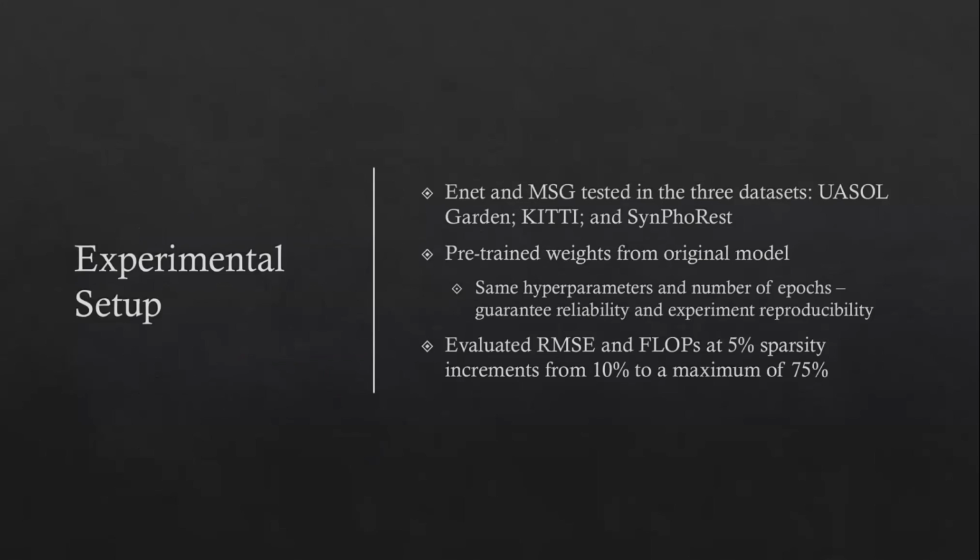So what was our basic experiment? We used the two neural networks I mentioned, ENet and MSG-CHN. Then we trained and tested on three data sets: the USO, KITTI, and SimForest. All of the models were pre-trained from the original model. I reused the same hyperparameters and number of epochs to try to guarantee reliability and experiment reproducibility. We evaluated the RMSE and the FLOPs at 5% sparsity increments from 10 to 75. So we have 0 as the original and then 10, 15, up to 75%.